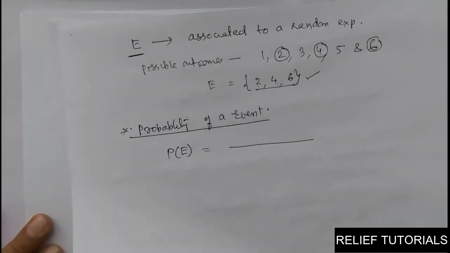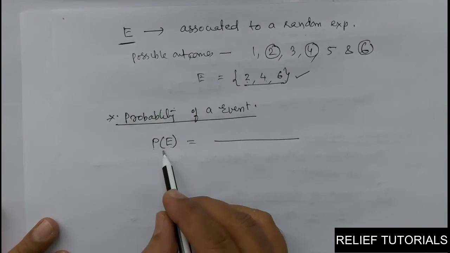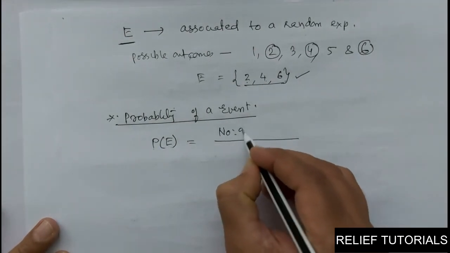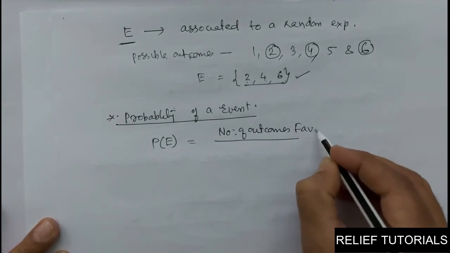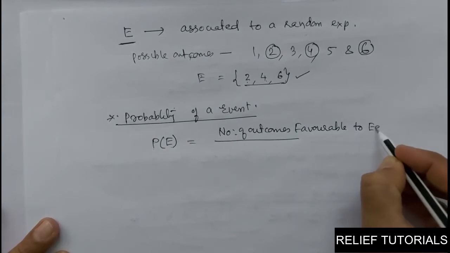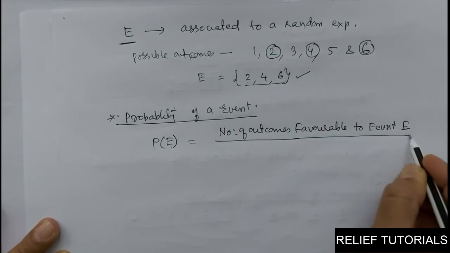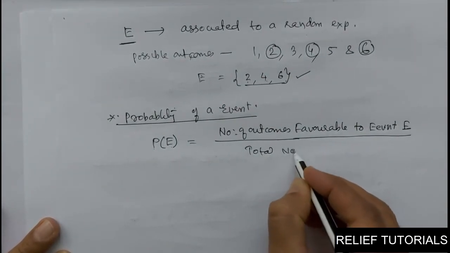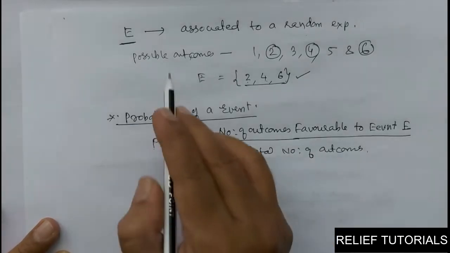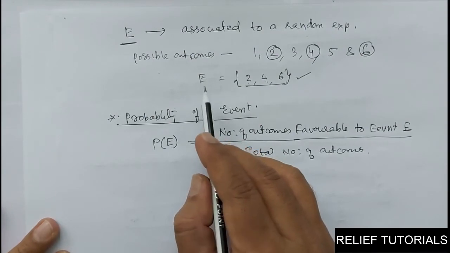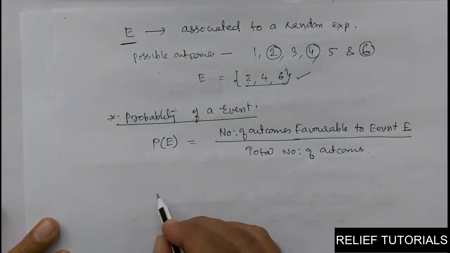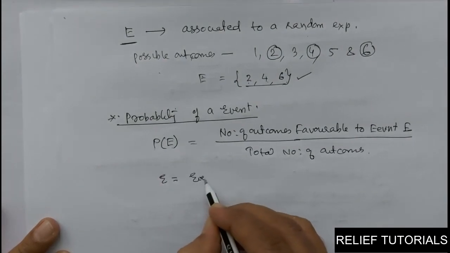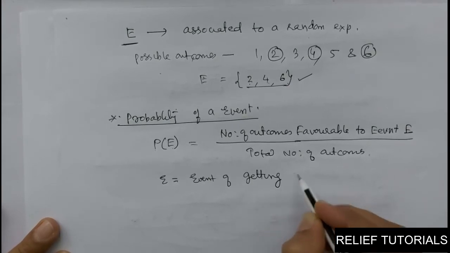Now, we are going to learn one more very important topic. Before that I will explain the probability of an event. The probability of event E is denoted by P(E), and it is the number of outcomes favorable to event E upon the total number of outcomes. If we take this example only, we conduct an experiment of throwing a dice, and E is the event of getting an even number.